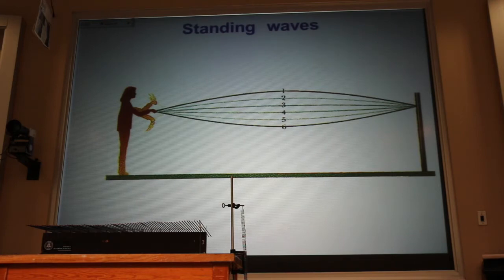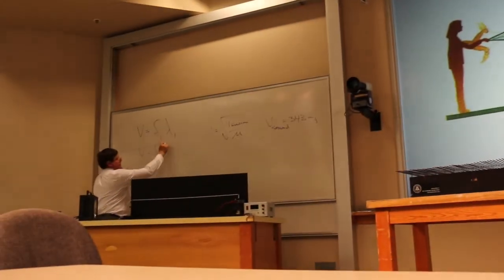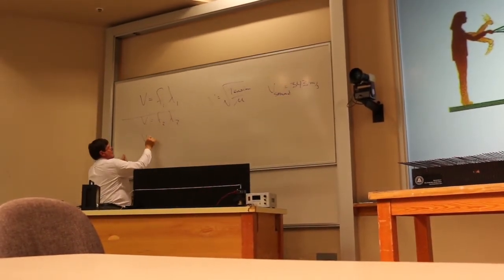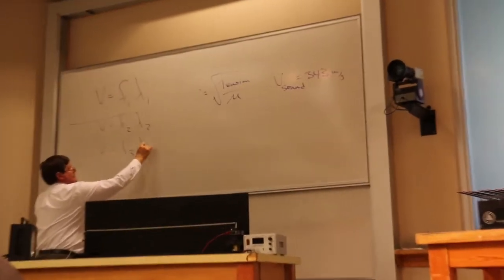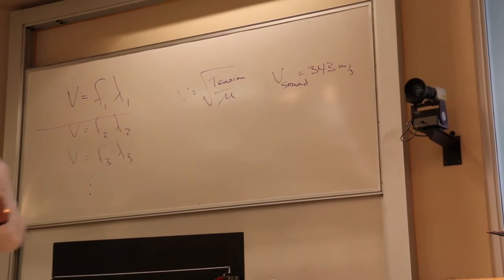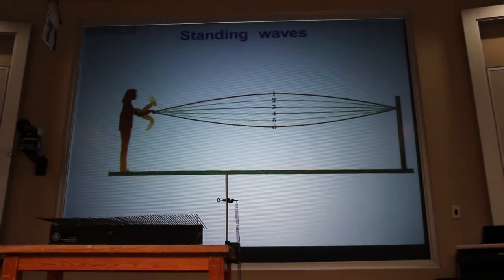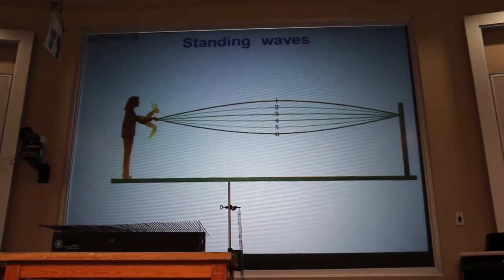And it turns out that not only is this equation valid for standing waves, it's valid for every harmonic of the standing wave. So this is valid for the first harmonic, this is valid for the second harmonic, this is valid for the third harmonic, and so forth. Okay? So let's see if we can find those wavelengths. And once we have the wavelengths, we can use that formula to find the frequency.